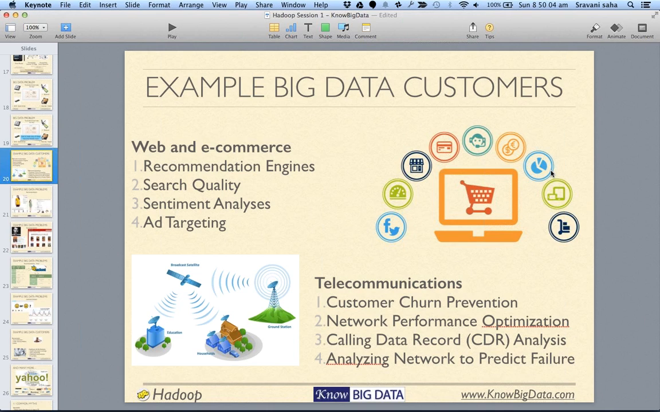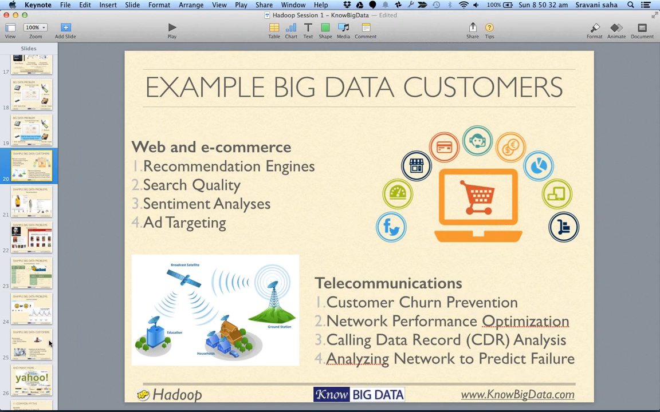Call data record analysis is something we do to understand the behavior of users, as in what time people call more, and what we can do in order to increase the experience. Fourth is analyzing the network to predict failure. This is something a lot of people are working on.